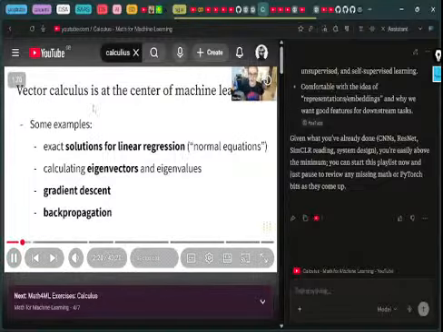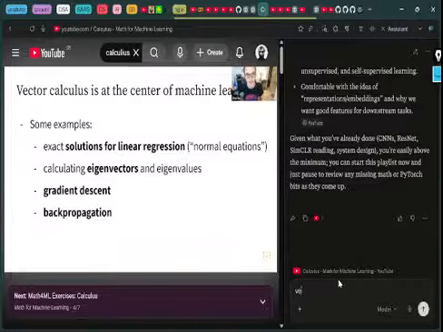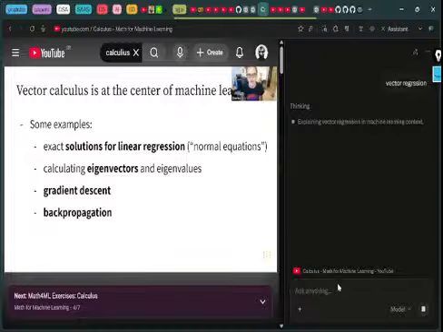functions. Some examples of where vector calculus shows up: if you've done linear regression before, you got an exact solution. Those exact solutions are derived using calculus. So the actual calculation isn't done using calculus, but the derivation uses calculus. If you've ever calculated eigenvectors and eigenvalues, if you want to calculate them iteratively, it's done with a method that is justified using calculus. And so the explanation for why this works uses calculus.